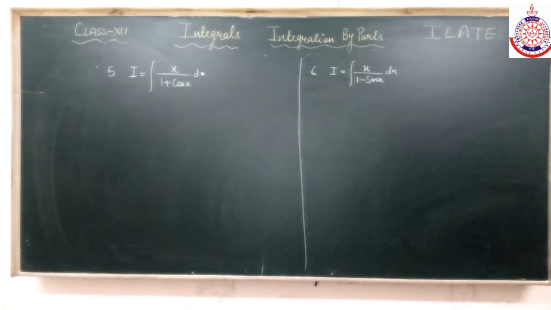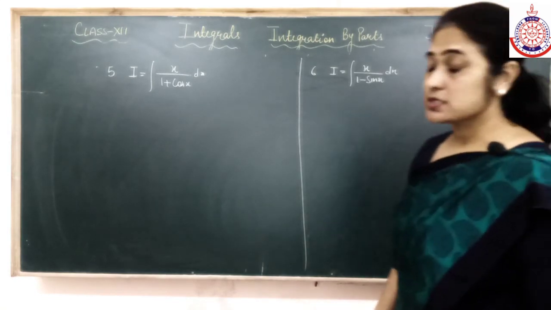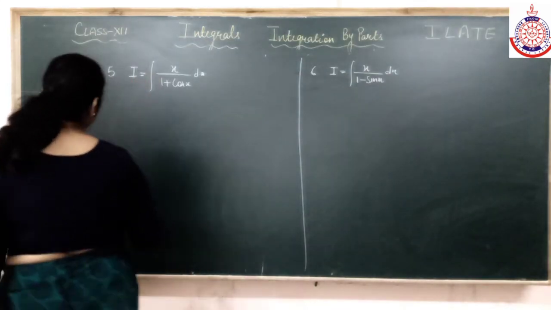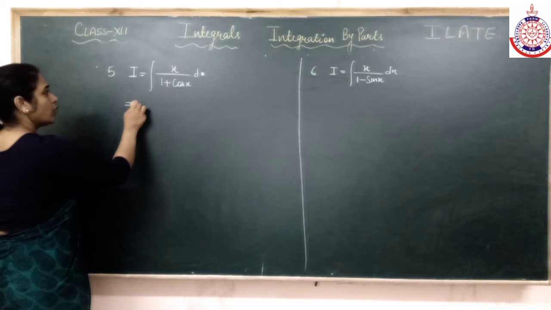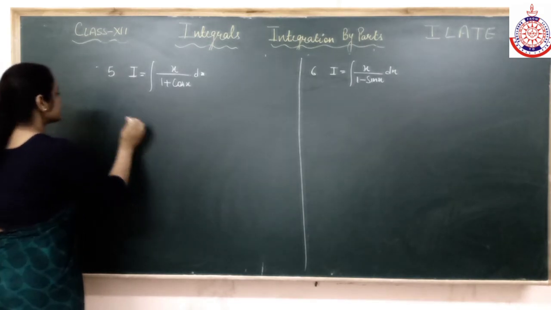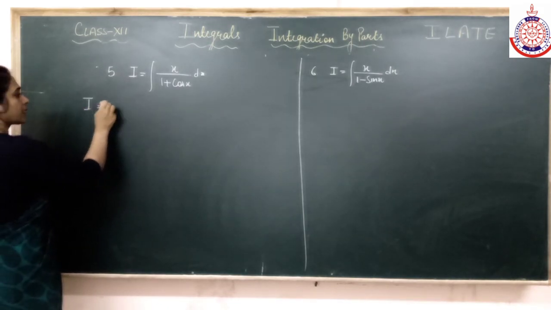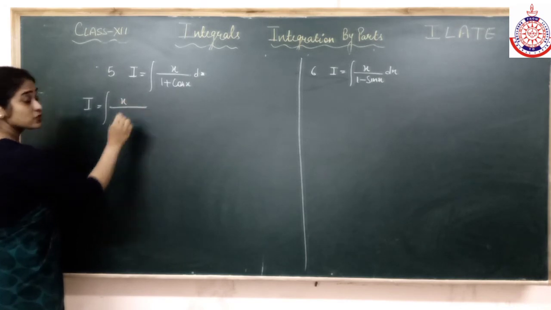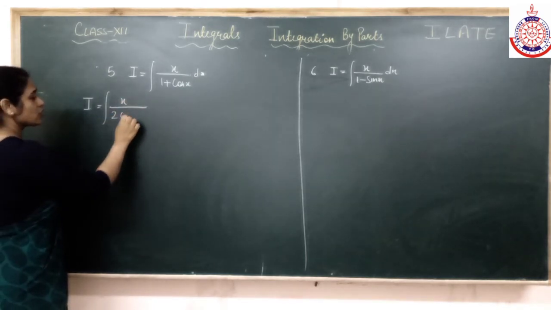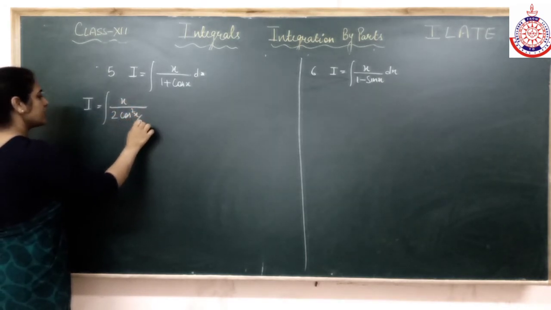Let's see the next one. I have to integrate x upon 1 plus cos x. See, whenever trigonometry comes, the formulas are always at the rescue. So I'll write this as: what can we write 1 plus cos x as? 2 cos square x by 2.